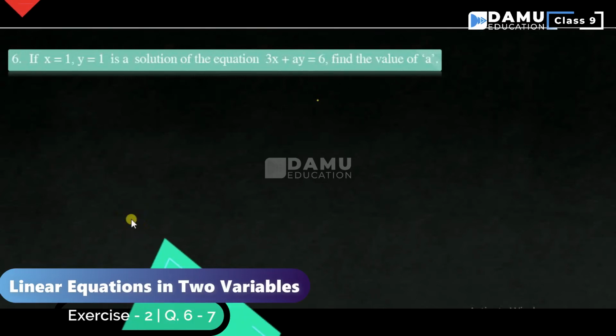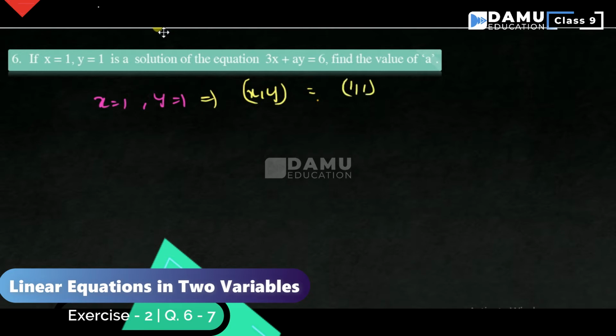Here our sixth question is, if x equals 1 and y equals 1 is a solution. That is telling us that x comma y equal to 1 comma 1 is a solution of the given equation 3x plus ay is equal to 6. Find the value of a.